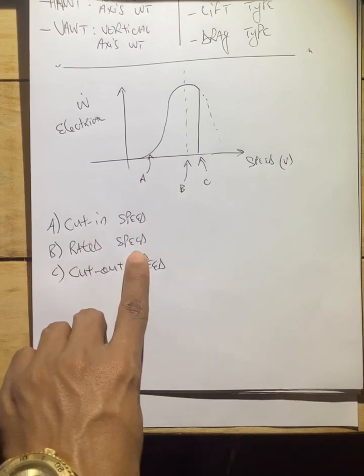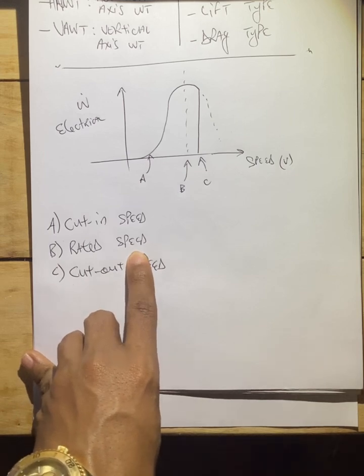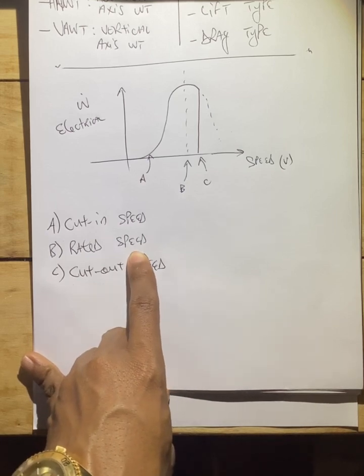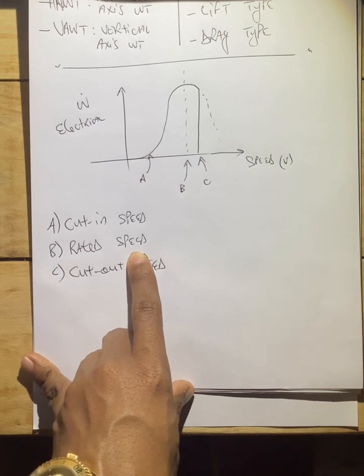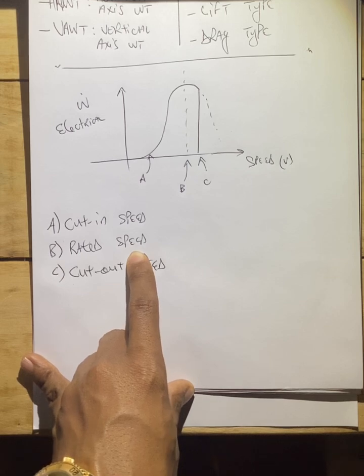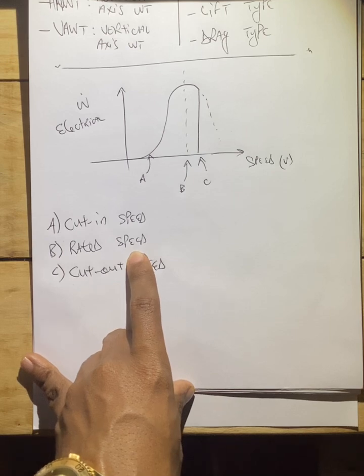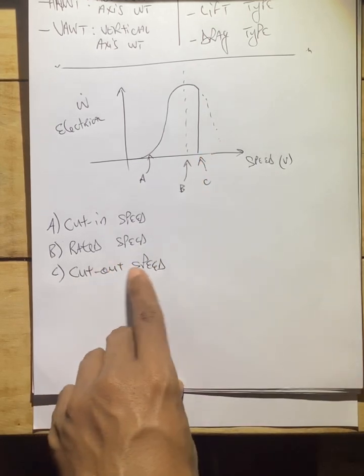Then rated speed, that is the maximum speed at which a turbine is normally manufactured, but the more accurate engineering term to use would be designed. When we design a wind turbine, we are designing it for, let's say, maximum power output. That maximum power output is associated with a speed, and that speed we refer to as rated speed.